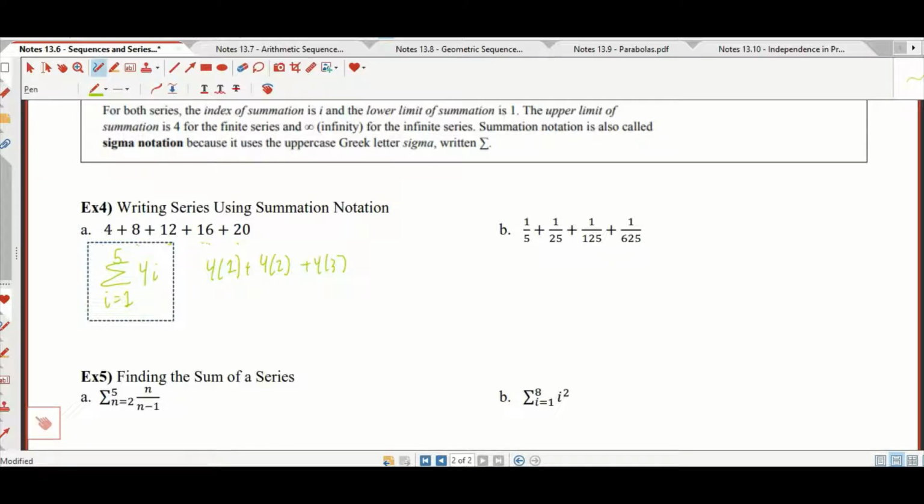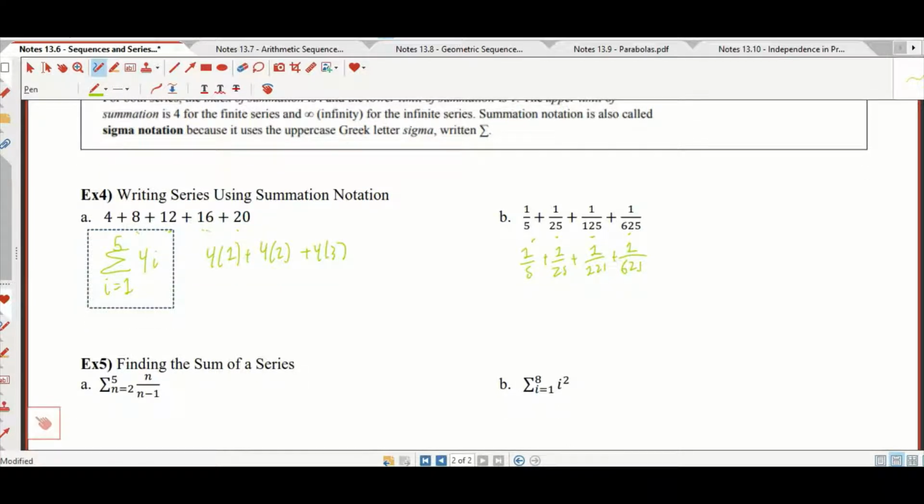This one, oh, it doesn't want us to actually add, thank goodness. 1/5 plus 1/25 plus 1 over 125 plus 1 over 625. Well, do you remember checking if these are geometric? Not last time, in secondary math 1. If I do 625 divided by 125, I get 5. If I do 125 divided by 25, I get 5. If I do 25 divided by 5, I get 5. That is the sum, i equals 1 up to 4 of 1 over 5 to the power of n.